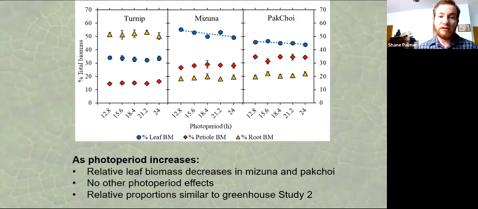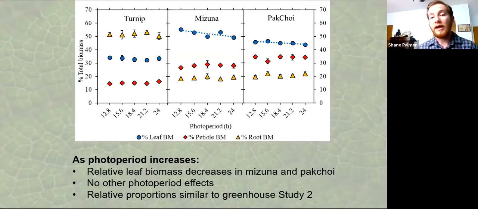This is the comparison of the individual sink tissues. For the most part, as photoperiod increased, we did not see much change. The only significant changes we did see in relative biomass were in mizuna and pak choi, where the relative leaf biomass decreased. But because of the law of proportions, you would expect that if it was decreasing, then the relative biomass of either the root and/or the petiole would have to increase to compensate. But we didn't get significant results for those.